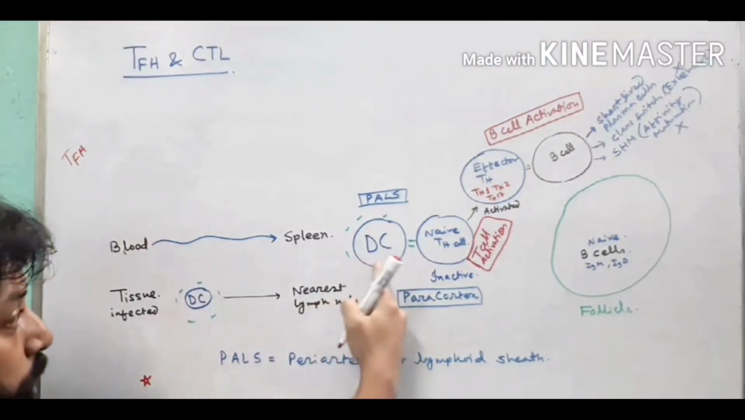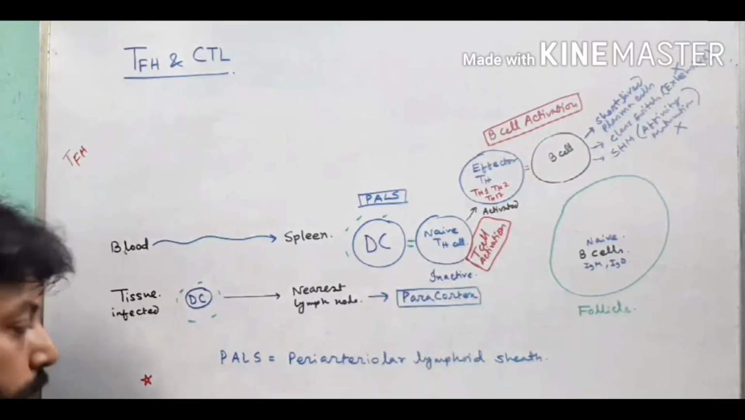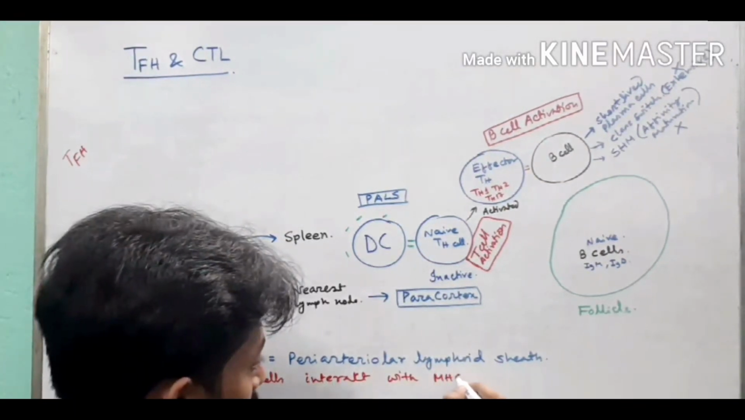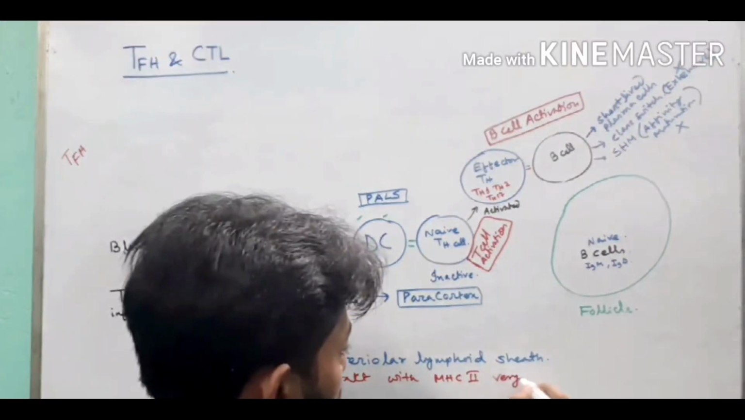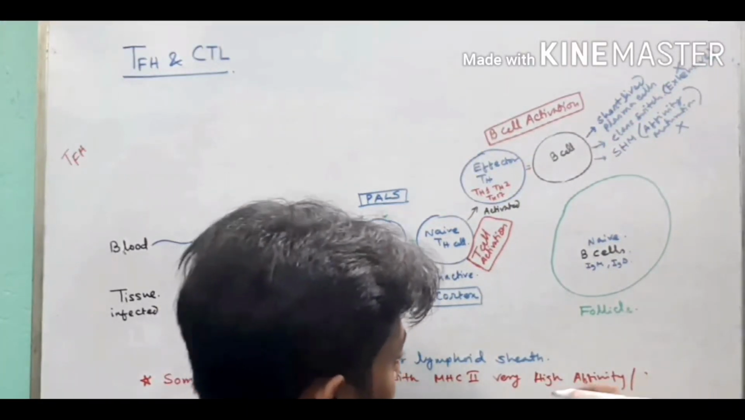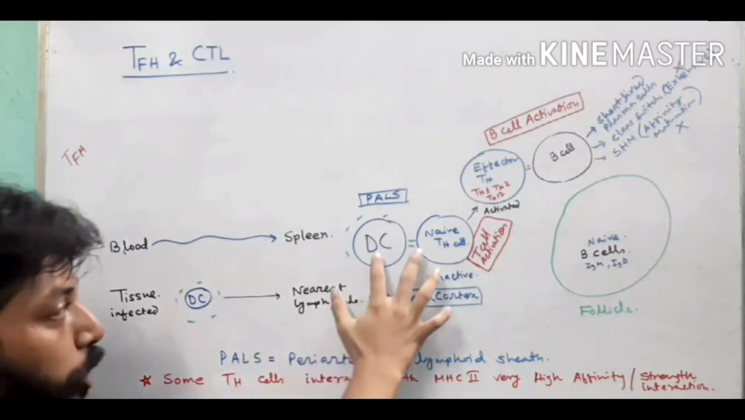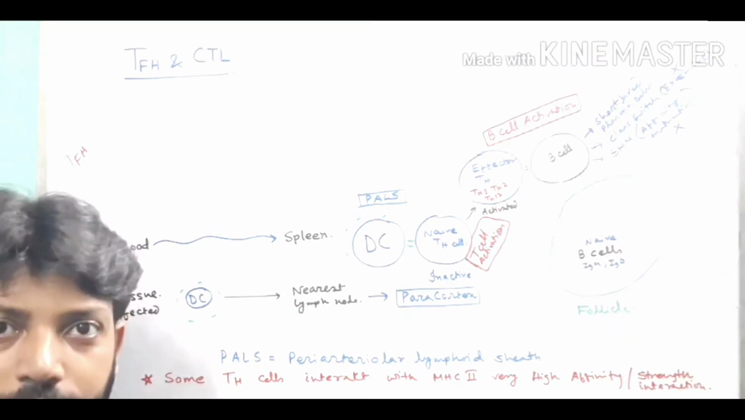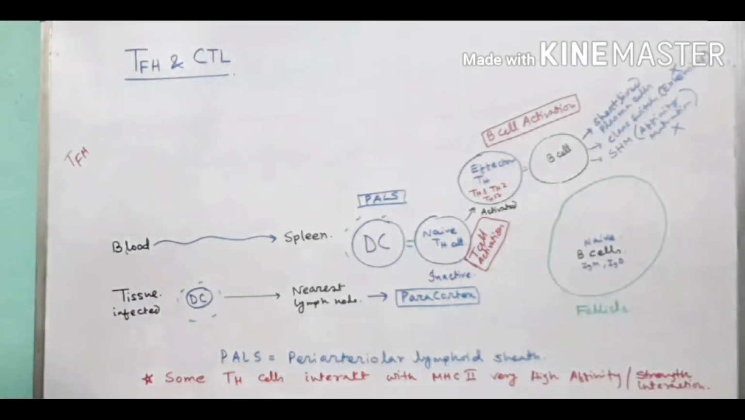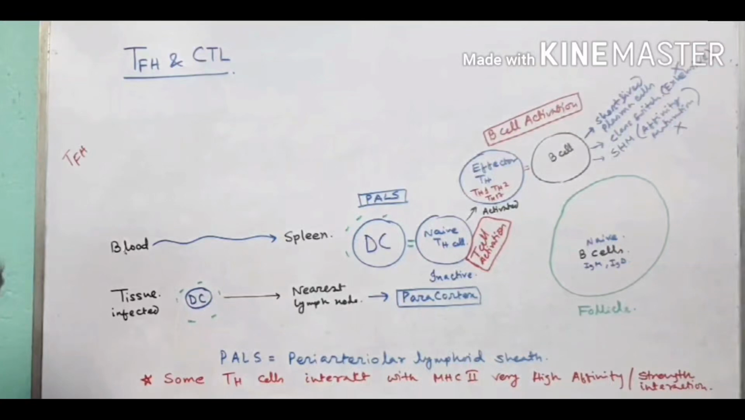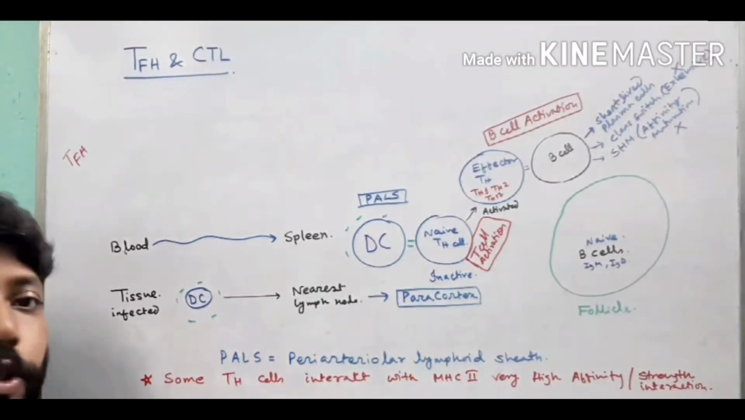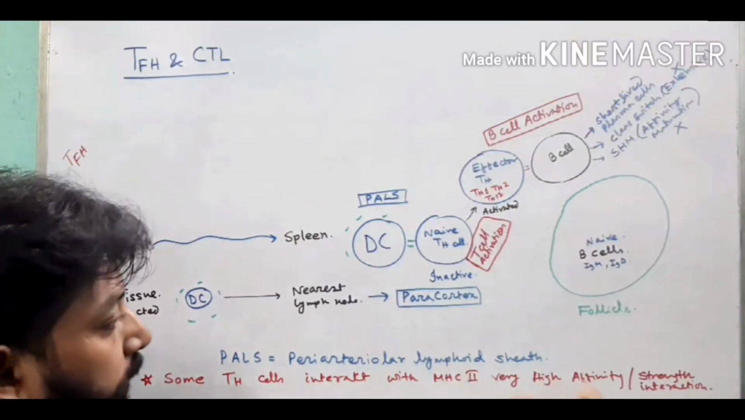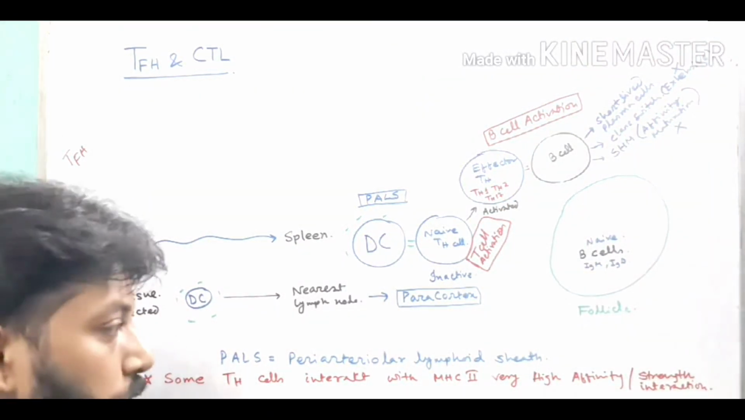What happens during these dendritic cell and naive T cell interactions? Some T helper cells interact with the MHC2 molecule with very high affinity, or you can say high strength of interaction. During these interactions, most naive cells become activated effector cells: TH1, TH2, TH17. But a few naive cells interact with the class 2 MHC molecule with very high strength.